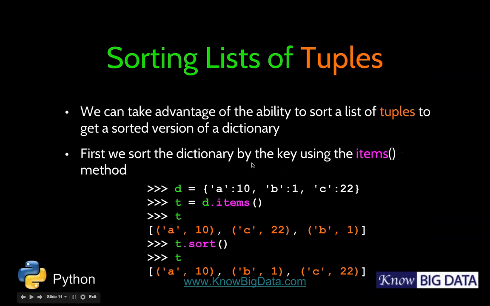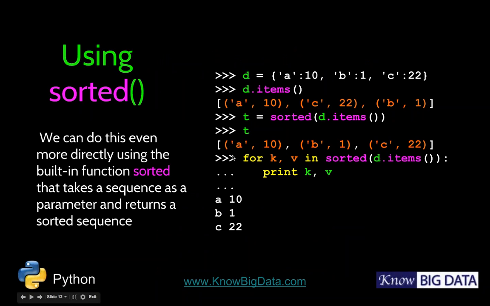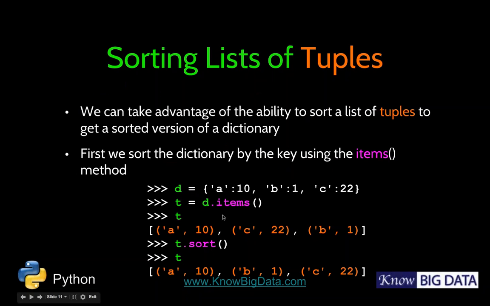So you can sort a list of tuples. You can basically take a dictionary, convert it into tuples and then sort. Convert it into a list and then sort. So you can see when we say d.items, it returns a list of tuples and each tuple is key and value.